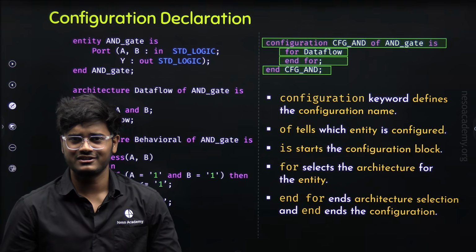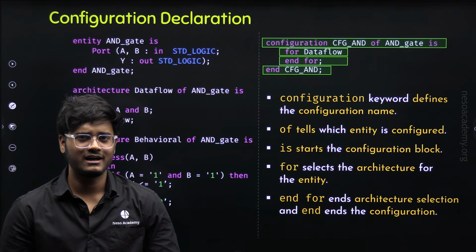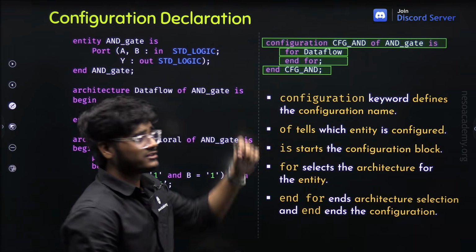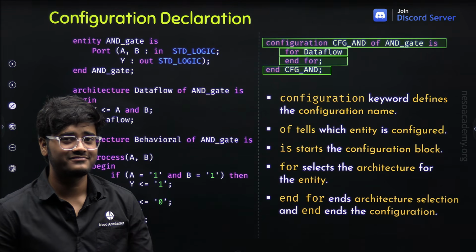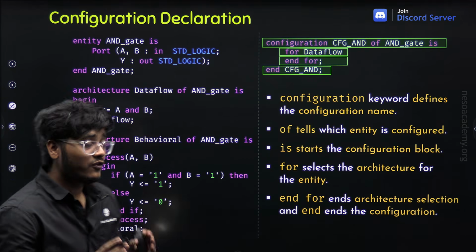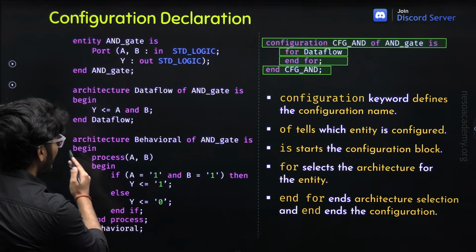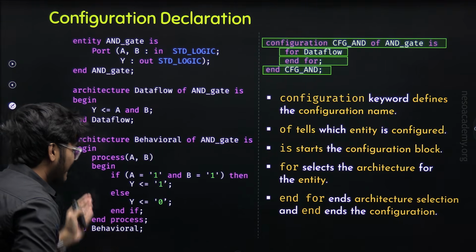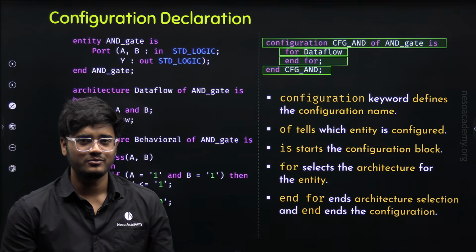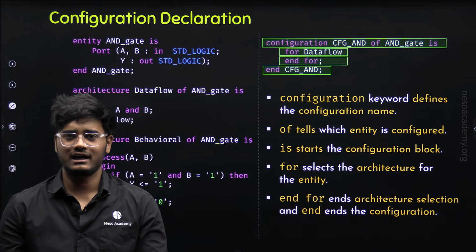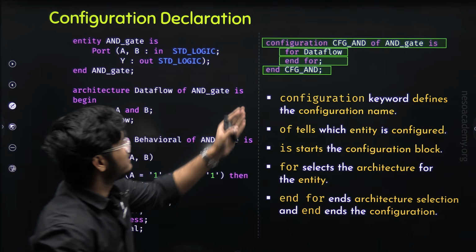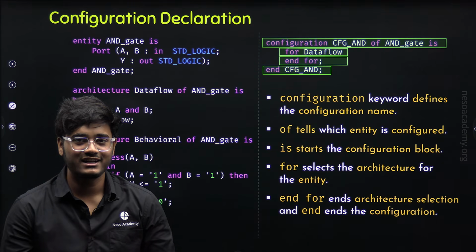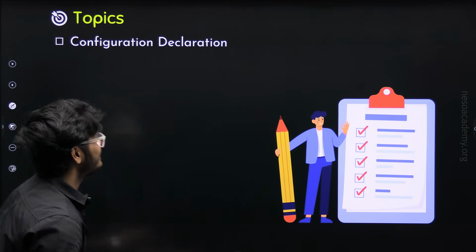Before we end this lecture, one important question. What happens if we don't write this configuration block? The VHDL compiler will automatically select the last compiled architecture, means the behavioral architecture directly. So, in order to select a particular architecture, we need to mention this configuration declaration. Now, we are done with our topic, configuration declaration.